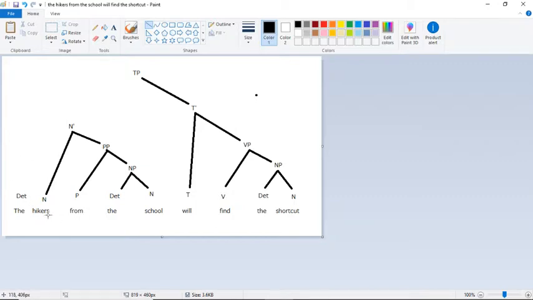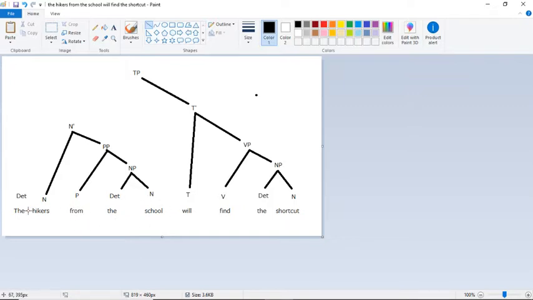Well, the reason is, so imagine I take away the. I have hikers from the school. Now that's great. That's kind of a noun phrase in and of itself. But I want to add a specifier to that noun phrase. So imagine I say some instead of a different specifier. Some hikers from the school. I'm not saying some hikers and then those hikers happen to be from the school.